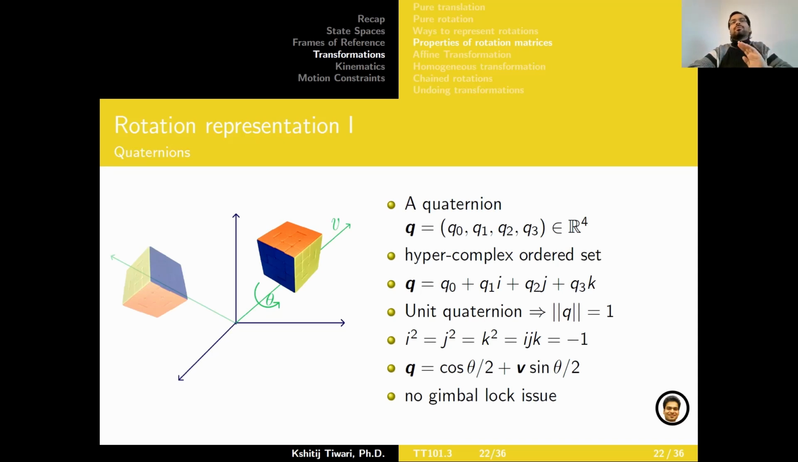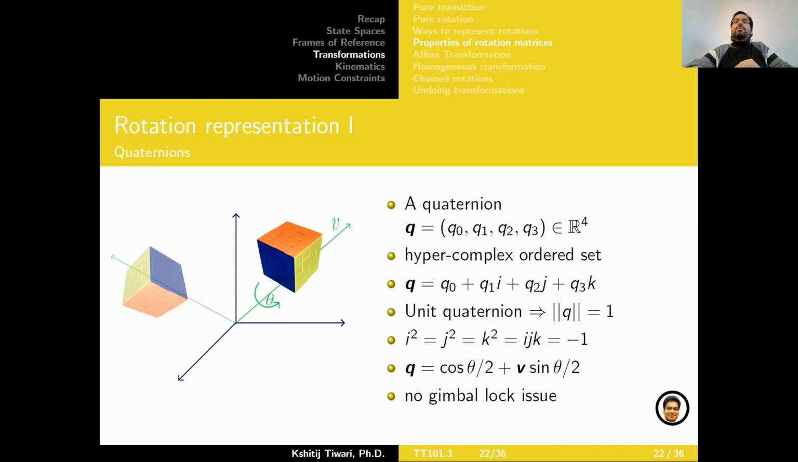But to avoid confusion with the other XYZ orientations in the other representations, I just prefer using 0, 1, 2, 3. You could even consider ABCD or whatever to keep them different and not confuse them together. So eventually it gets expressed as Q0 plus Q1i plus Q2j plus Q3k. And again, if you want to use this to represent an orientation in 3D space, it needs to be a unit quaternion, which means the L2 norm should be equal to 1.